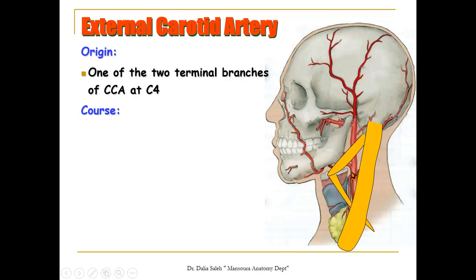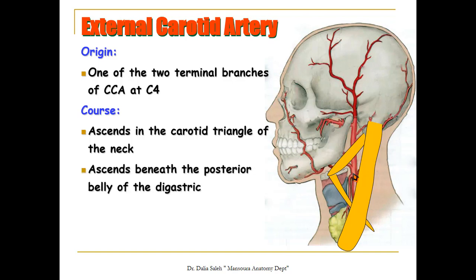This triangle is called the carotid triangle because you can see and feel the pulsations of the carotid vessels in this triangle. So the external carotid artery ascends in the carotid triangle of the neck and then passes deep or beneath the posterior belly of digastric here, and then goes upward.